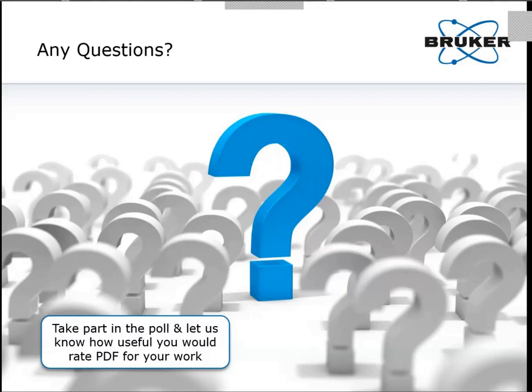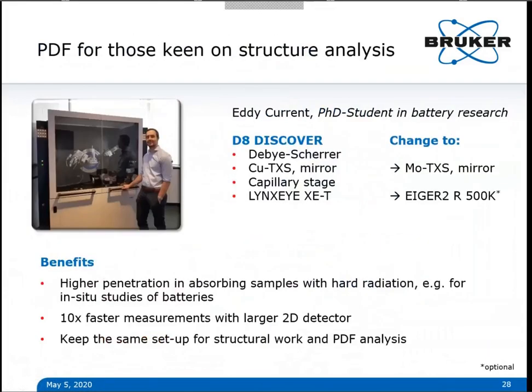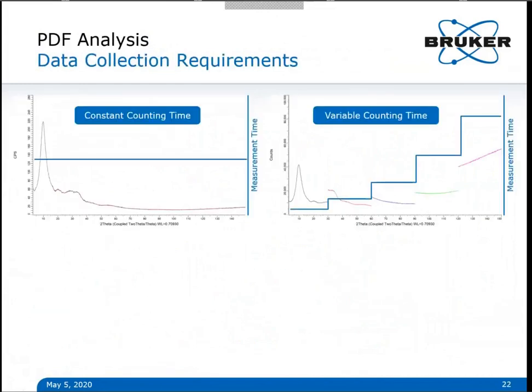Yes. Okay. Thank you. There's also another question, again, on the X-ray source. Is it possible to do PDF if my XRD source is copper, 1.54 angstroms? Well, unfortunately, it's not. You can certainly do the measurements, but the result may not be sufficient. We can go back quickly to the slide that illustrates this.